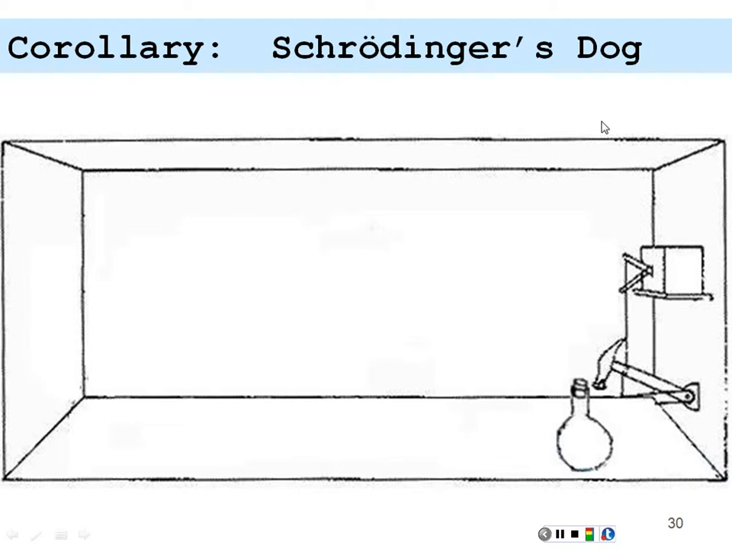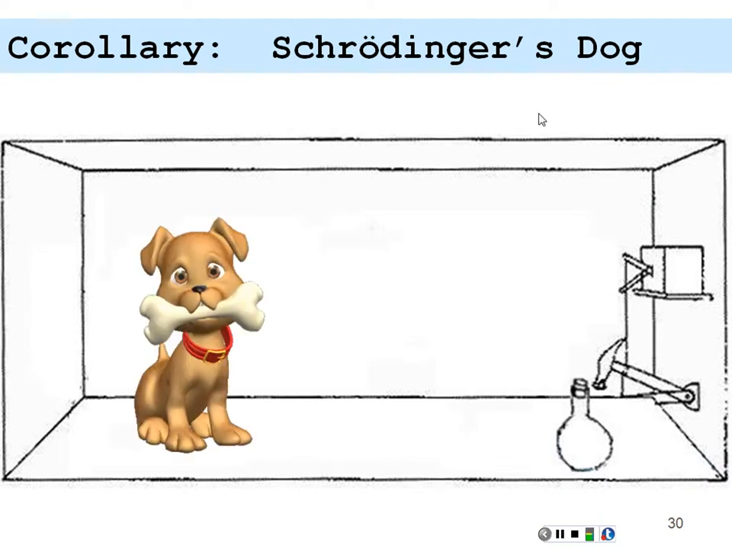Here's my corollary to the Schrodinger cat. Here's Schrodinger's dog. He's a cute dog. You like that bone, don't you? You like that bone. Yeah, you do. You want to give me that? No, you want that bone, don't you? So cute. Such a cute dog.